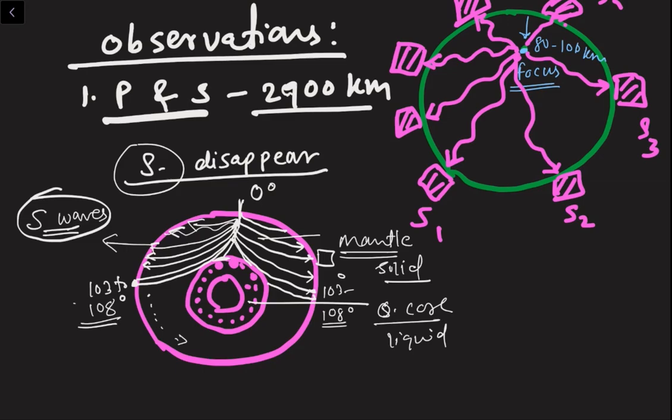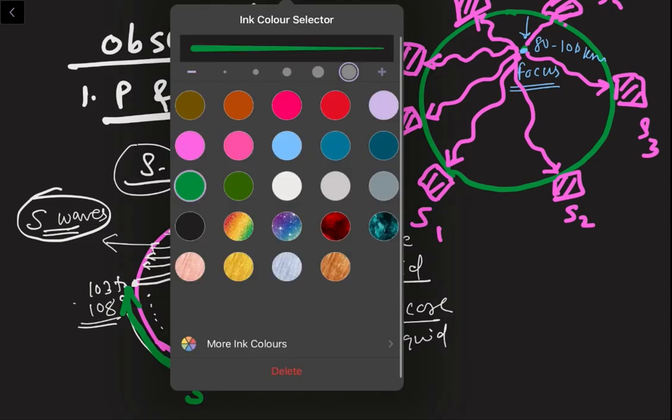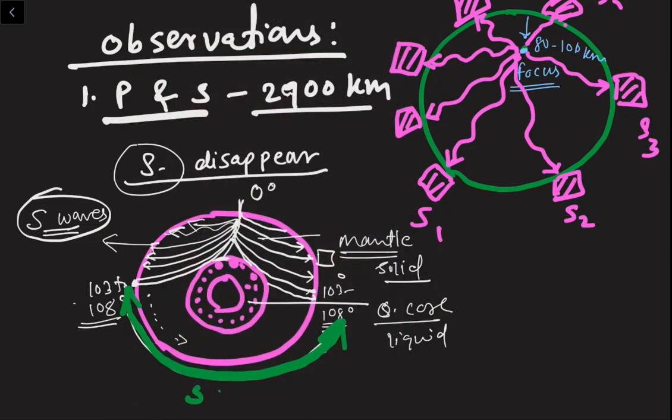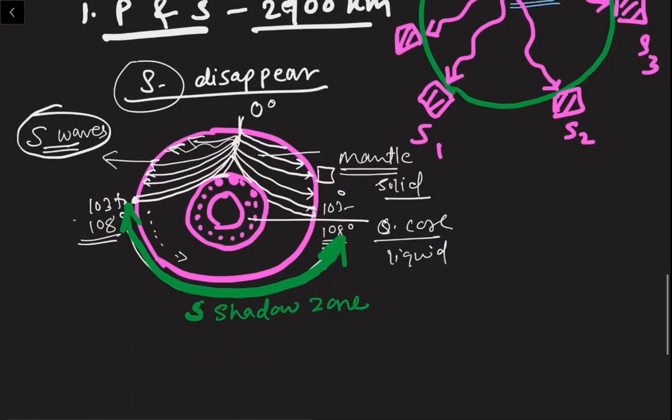Okay. Why beyond? Why can't they come in this region, this green region that I am drawing now? We cannot get their evidence, or we cannot find them in this region. This region is called the S shadow zone.